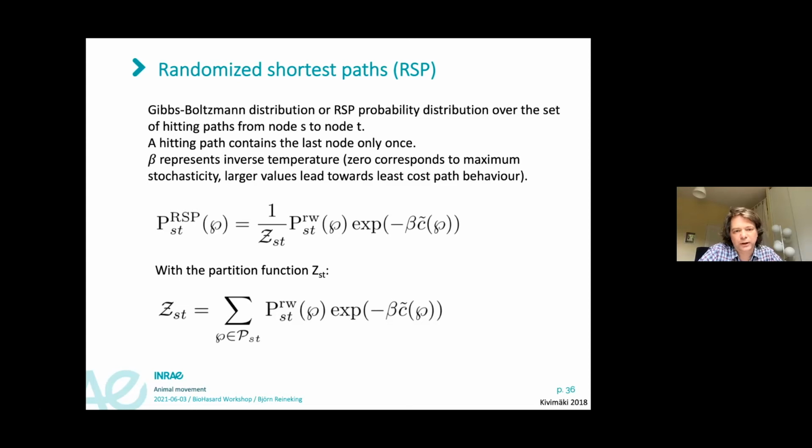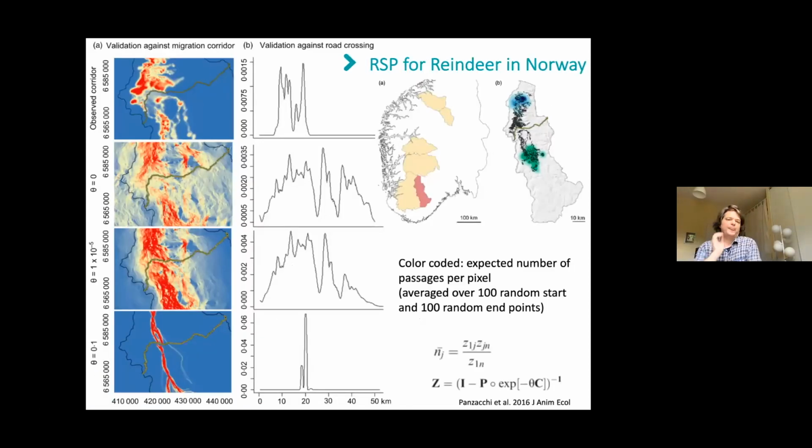And an early example of how this can be used is what was done for reindeer in Norway, where we see in the top right corner a blue and a green area between which the animals would move. And on the left-hand side, we see, for different values of this parameter theta, how the paths that are simulated, or the expected number of passages per pixel, change as the degree of randomness is reduced, or in other words, as the importance of movement costs is increased.